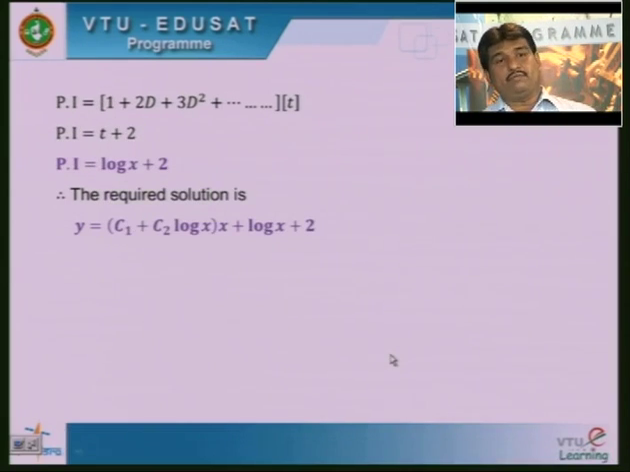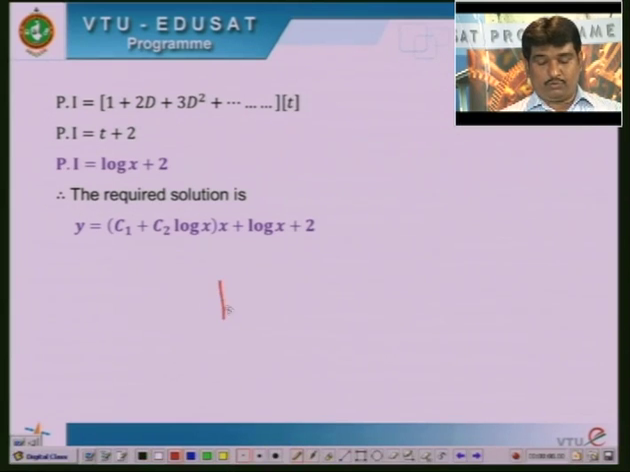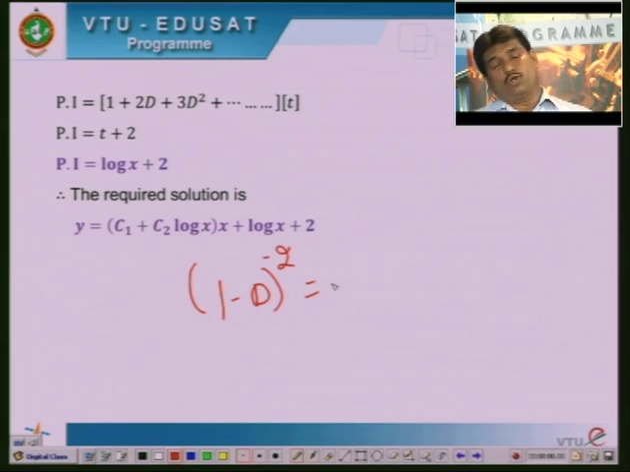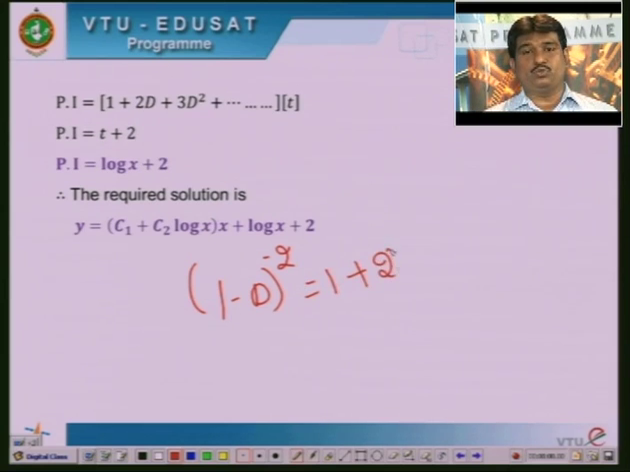You expand it using binomial expansion, because it is 1 minus D whole to the power of minus 2. The standard expansion, according to 1 plus x whole to the power of n, which is 1 plus nx plus n into n minus 1 by 2 into x squared plus so on. If you expand it, you get 1 plus 2D plus 3D squared plus 4D cubed and so on.